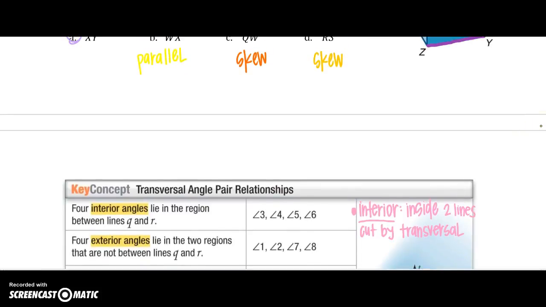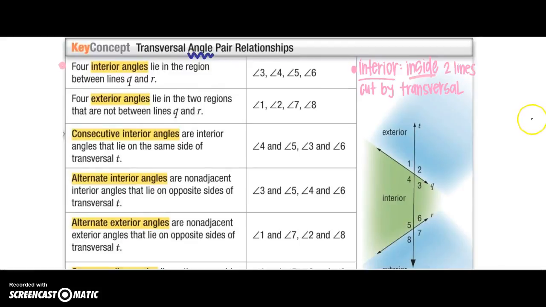All right, next is our transversal, looking at one line intersecting at least two lines to create some angles. So we're going to look at angle relationships. The first one is, if I have a transversal, I have interior angles that lie in between two lines. My interior angles lie inside two lines cut by a transversal. Looking at this picture, interior will be anything inside of our two lines, not necessarily by the transversal line, but the two lines that are intersected by it.